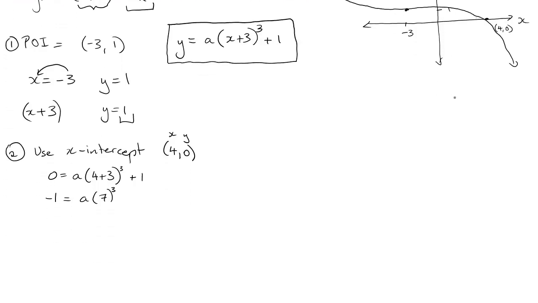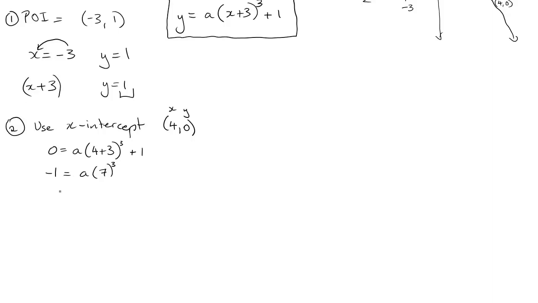So that will mean that a is equivalent to, I'll just make some more space here, a is equal to -1 divided by 7 to the power 3. 7 to the power 3 is 343. So that's what the value of a is.